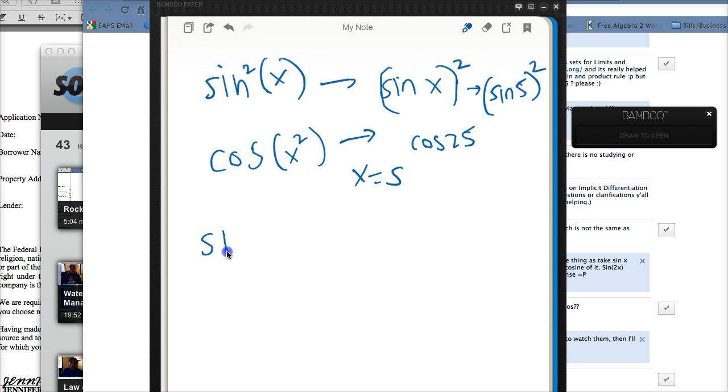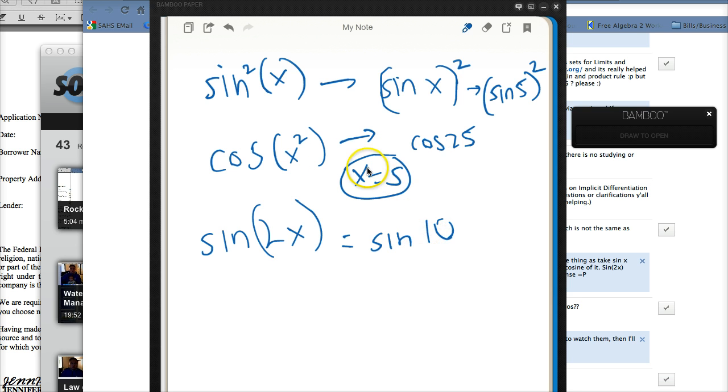And then the last one she asked about was sine 2x. That means you multiply by 2 first and then take the trig function of it. So in our example of x equals 5, this means the exact same thing as sine of 10. So even though they all look very similar, sine squared x, cosine x squared, and sine 2x all mean something completely different.